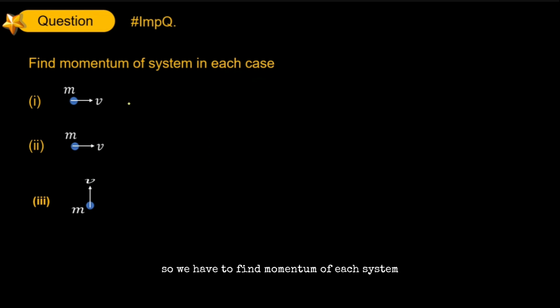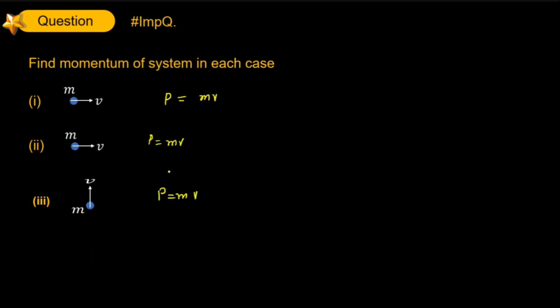So we have to find the momentum of each system. Here the momentum is going to be mass times velocity. We already know what momentum is: it is the product of mass and velocity. The first and second figures are identical, it is also mv. But in the third figure, it is going upward. Again, it is going to be mv, but in the upward direction. For the forward direction, we generally use i cap, and for the upward direction, we use j cap.